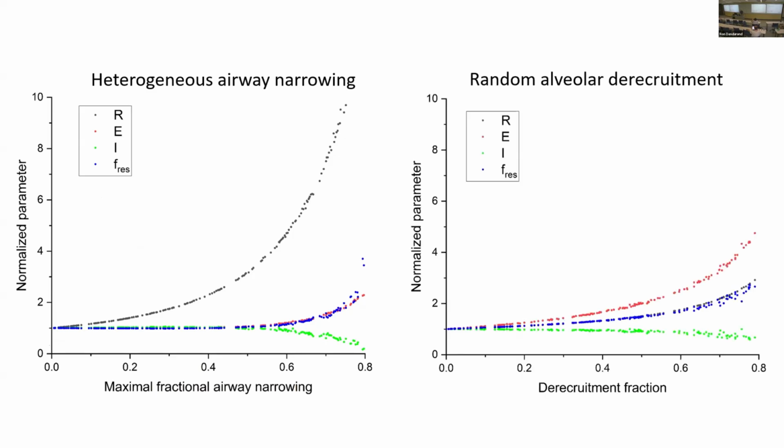If I do the converse and have random alveolar de-recruitment up to 80%, you can see now that it's the elastance that takes off predominantly. The elastance and the resonant frequency again track together, slowed down, and then the inertance is different. So we have different sorts of signatures based on a reasonable, anatomically reasonable model of the entire lung.